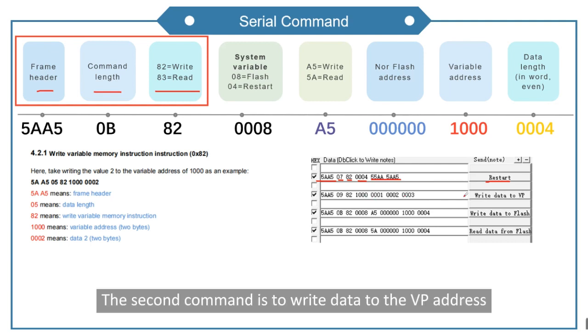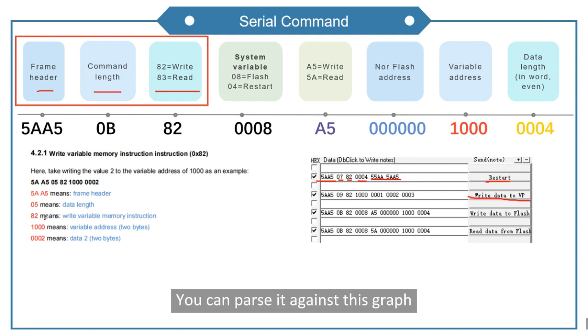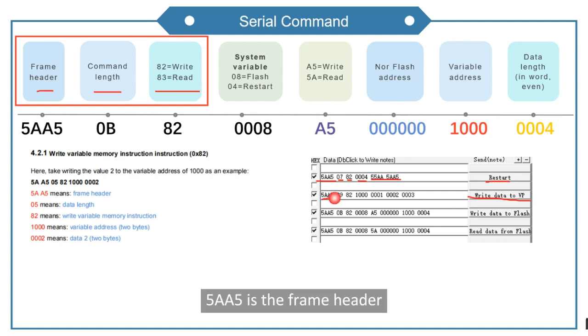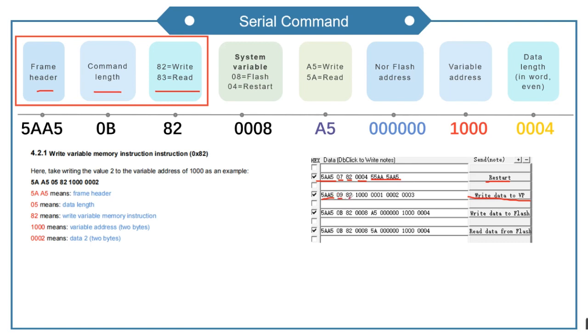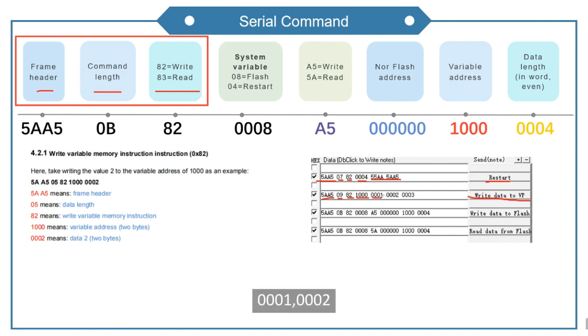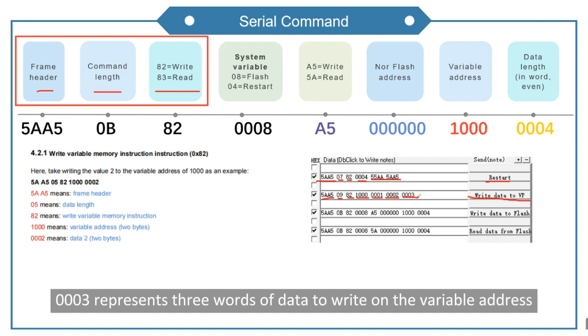The second command is to write data to the VP address. You can parse it against this graph. 5AA5 is the frame header. 09 is the command length. 82 indicates write. 1000 indicates the first address of the variable. 0001, 0002 to 0003 represents 3 words of data to write on the variable address.